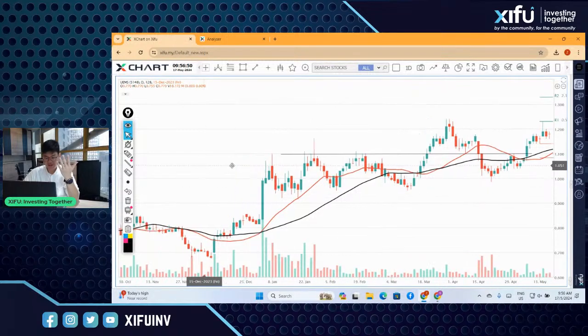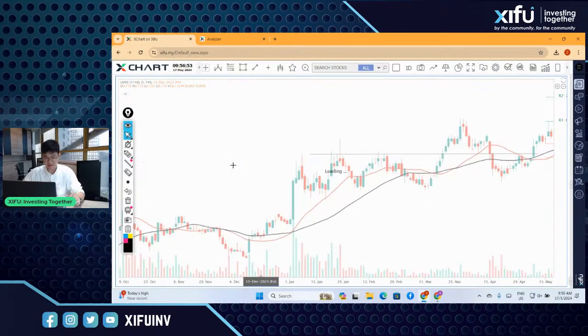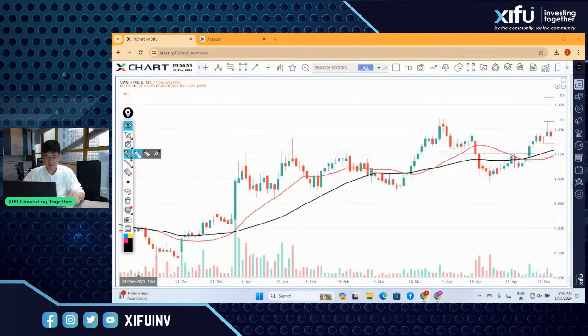Not exactly, but let me try. Not exactly, but this one is almost similar. So this one goes up. But this one actually closes with the 20 MA. So that's why they can challenge resistance. Or maybe later I'll show you an example. Currently I cannot think of anything.